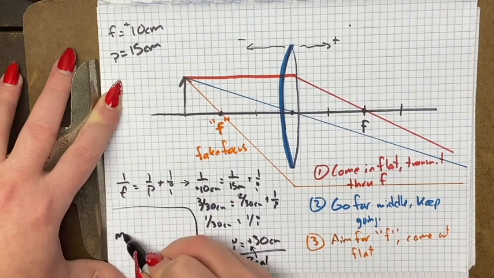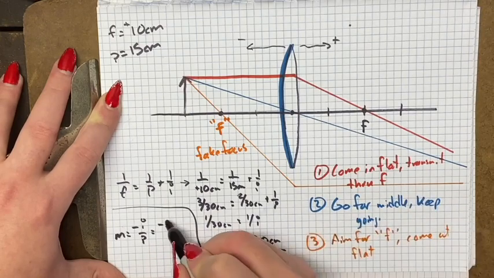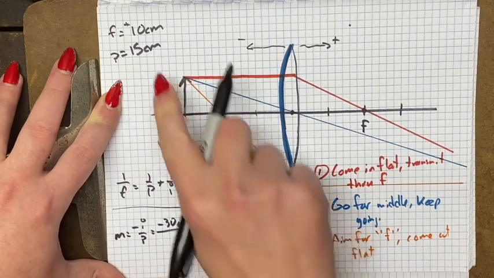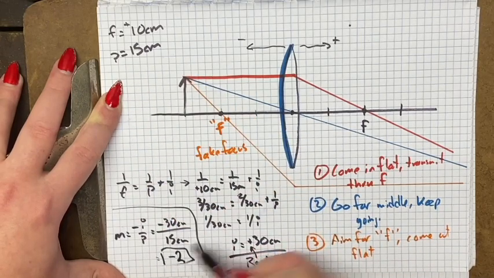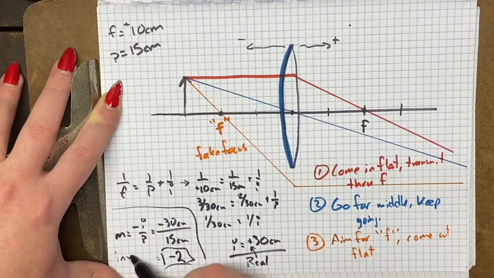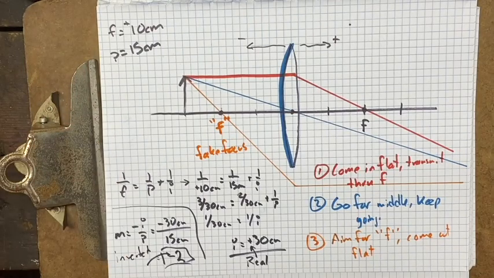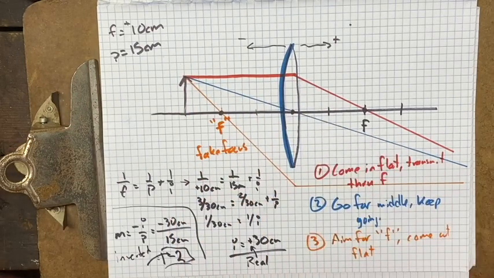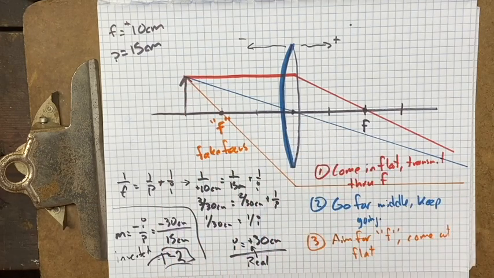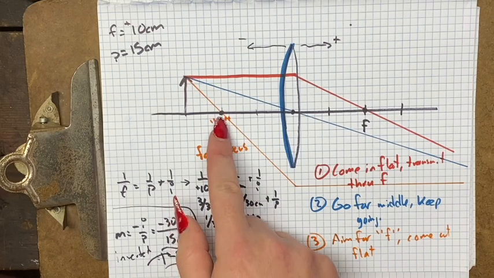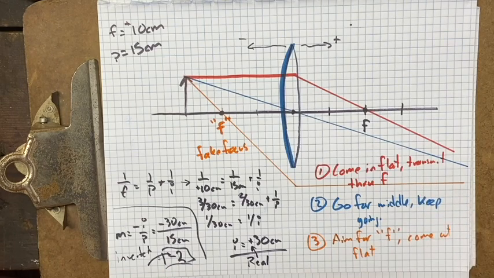And then, to find the magnification, of course, it's negative I over P, which is minus 30 centimeters over the 15 that we started with, minus 2. And it's inverted because of that sign. So that's how to do a ray diagram. Come in flat through the focus, just like the mirror. Go for the center and same angle, just keep on going. And if you really want to try the third one, you aim for the fake focus and then come out flat. It's pretty much step 1, just reversed.